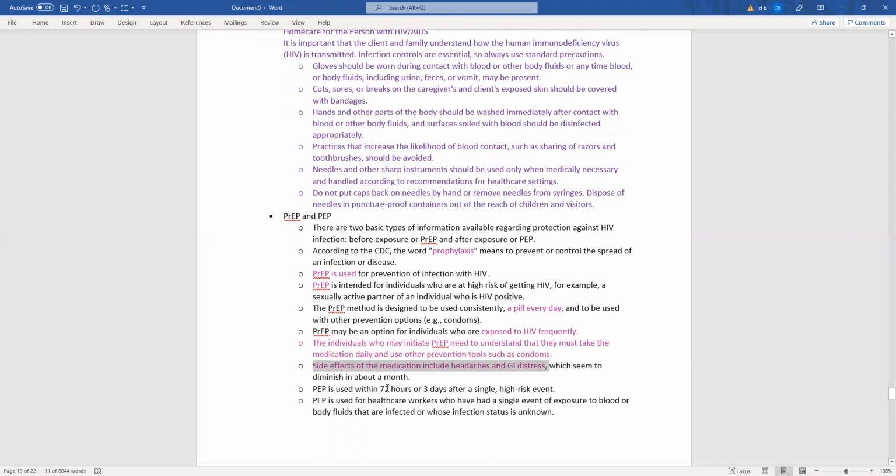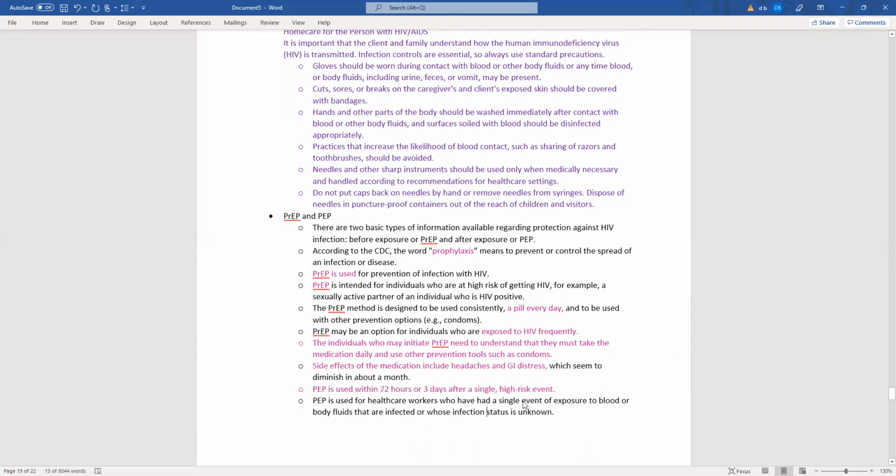PEP is used within 72 hours, or 3 days, after a single high risk event. PEP is used, you need to know that. Let me see if it says PEP 2 times instead of PrEP. Yep. PEP is used for healthcare workers who have had a single event of exposure to blood or body fluids that are infected or whose infectious status is unknown.